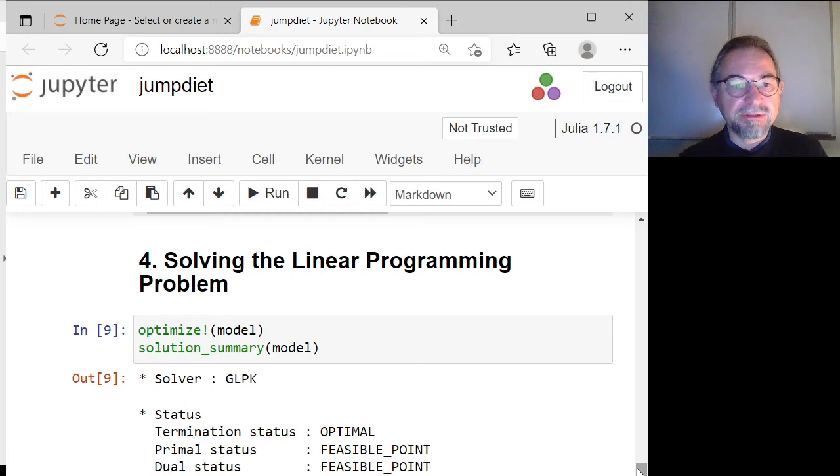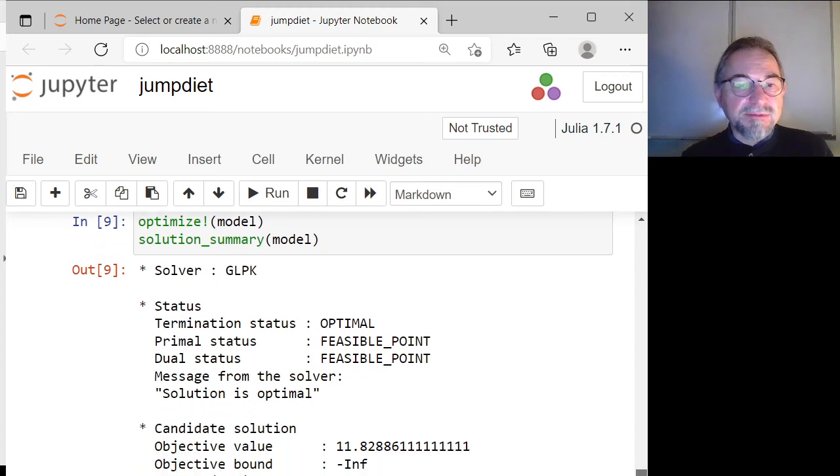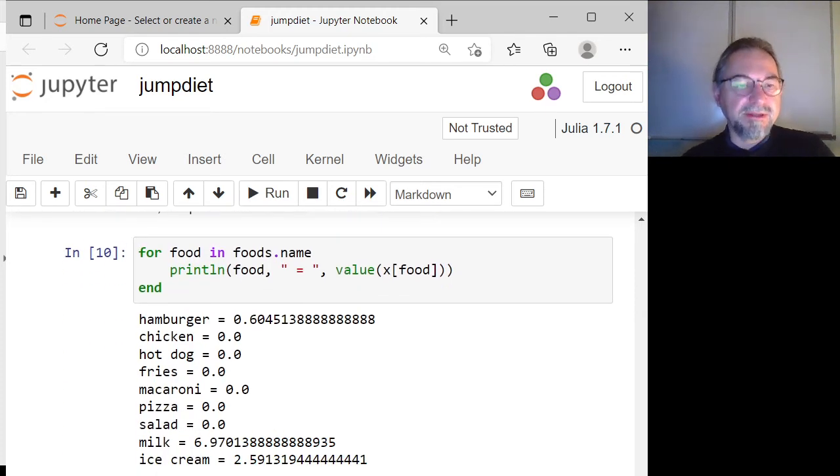Now comes the solving. Okay, it went well. It solved. We found the objective value. So that is how much our meal will cost. $11.83 if we round up correctly. Okay, what is the meal now? What can we eat? Here is what we can eat.